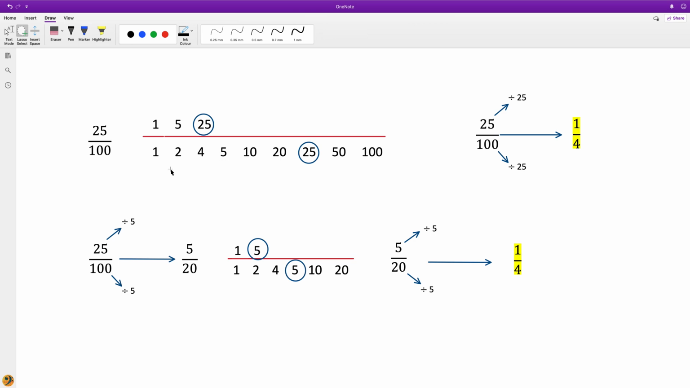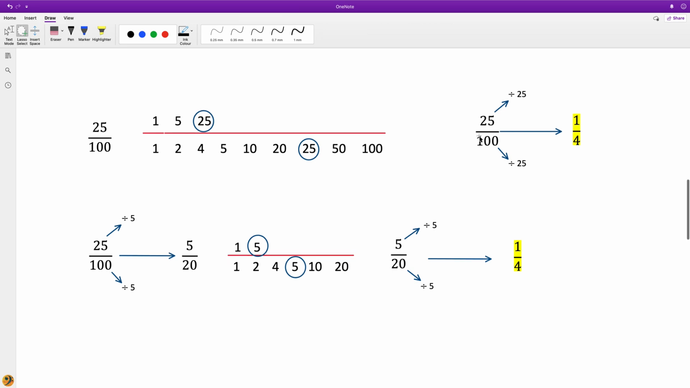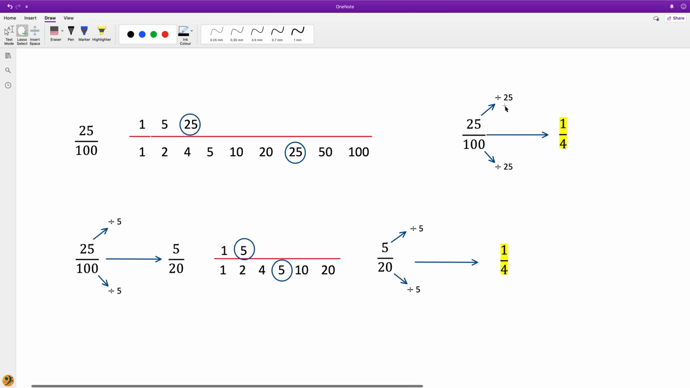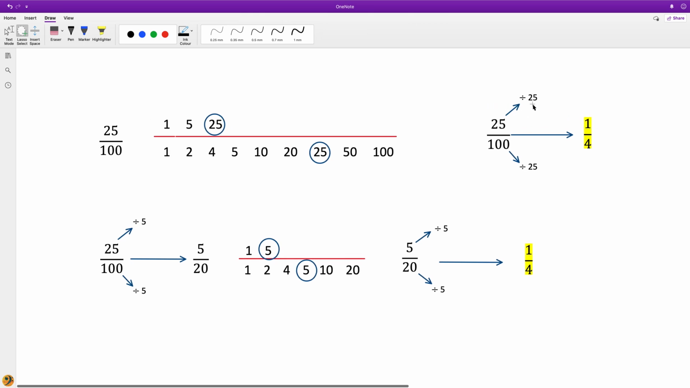Okay, so when we do that and we get all of our factors for 25 and 100, then we just find the highest common one. So in this case, it happens to be 25, as we've highlighted here. All right, it is common to both 25 and 100. Okay, so then we move across here and we have our numerator, 25, divided by our highest common factor, 25.